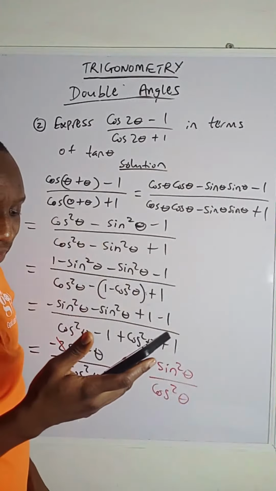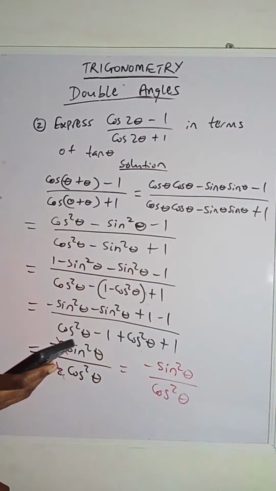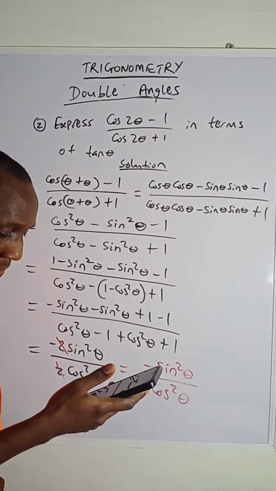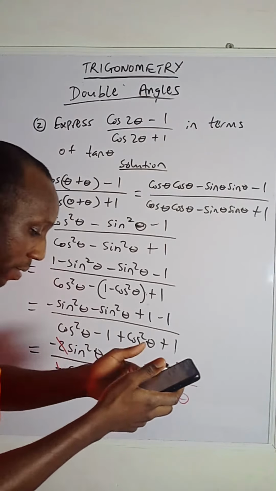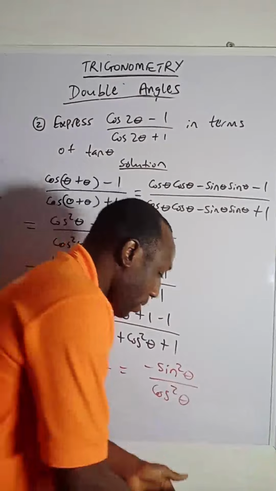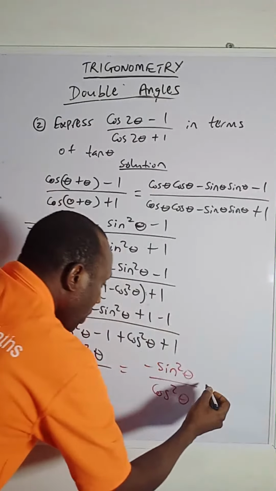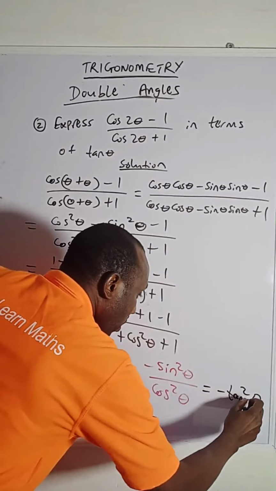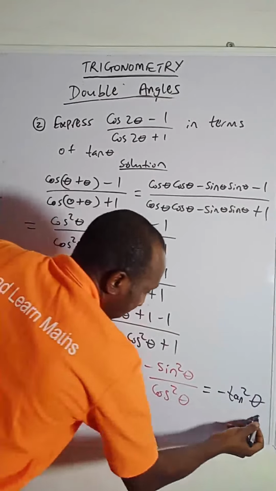Who can tell me what's going to be the final answer? Yes, what's going to be the final answer? Tan square theta. Thank you. So this is going to be equal to what? Minus tan square theta. This is the final answer.